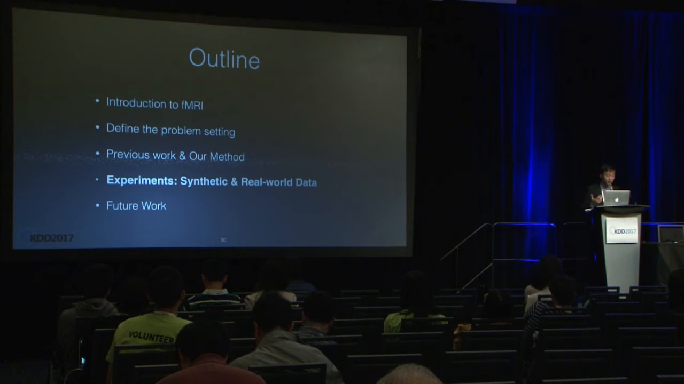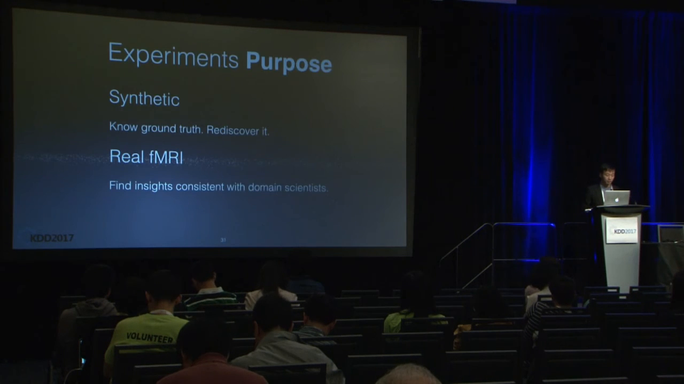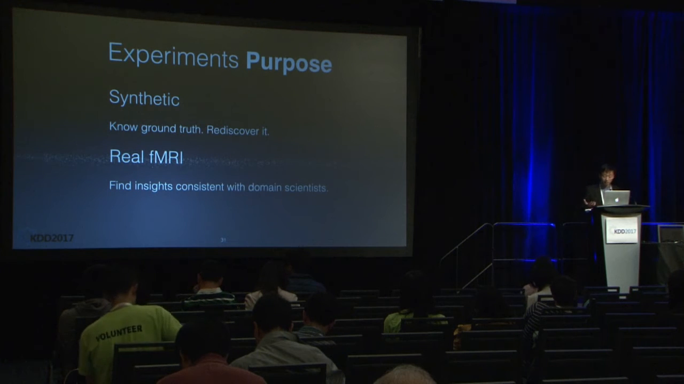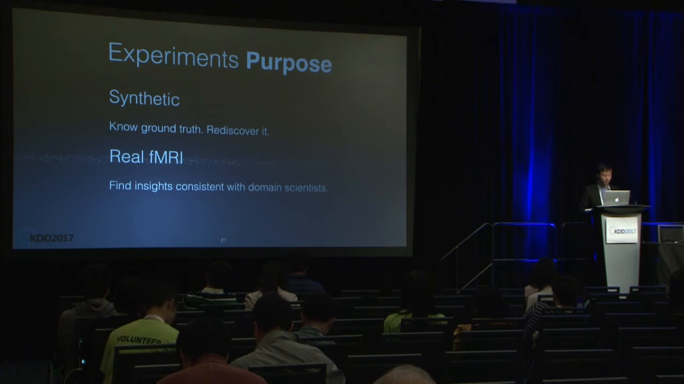Okay, that's a very succinct introduction to our method. We then present experimental results on both synthetic networks and real fMRI data. In synthetic network experiments, the ground truths of the underlying nodes and edges are constructed and known, and we want to see how our method rediscovers them. From the real fMRI, we answer the question of whether our method is practically useful. And the answer is yes, as we find insights consistent with domain scientists.